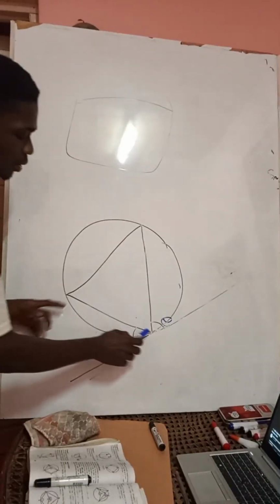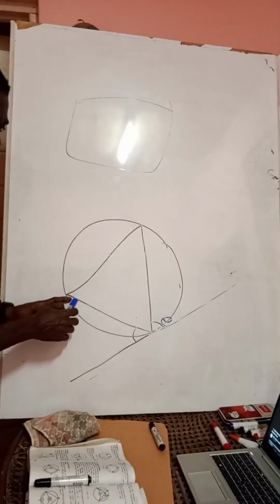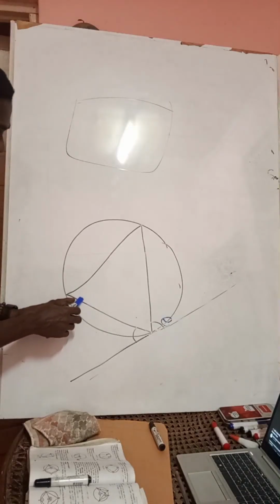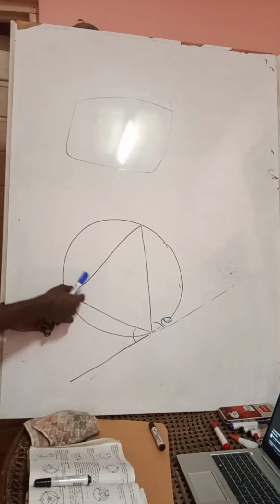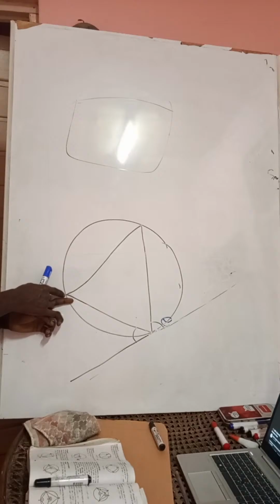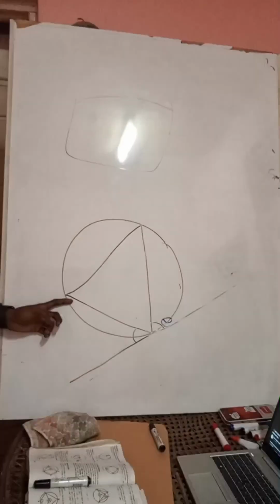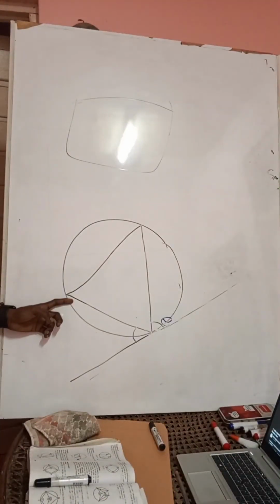Now the last one, the third one: any angle that falls between that line you're talking about and the side that also meets at the circumference is equal to the angle here. Do you understand?